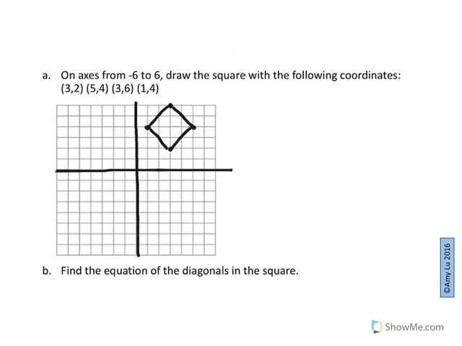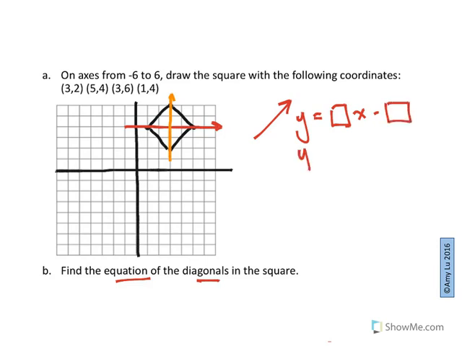So if you did part A, you should have something that looks somewhat like this. Now it says to find the equation of the diagonals in the square. So the diagonals basically, you have one diagonal that goes this way, then you have a second diagonal that goes the other way. So like we talked about, when lines go diagonal, they always have a y equals some number with an x next to it, adding or subtracting some number here.